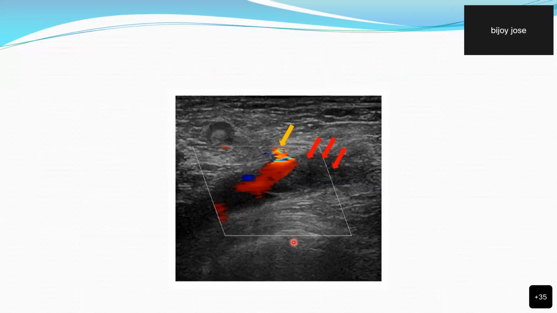So you can see there is an acute thrombus in the proximal SFA, which shows the artery is dilated and distended with the thrombus.